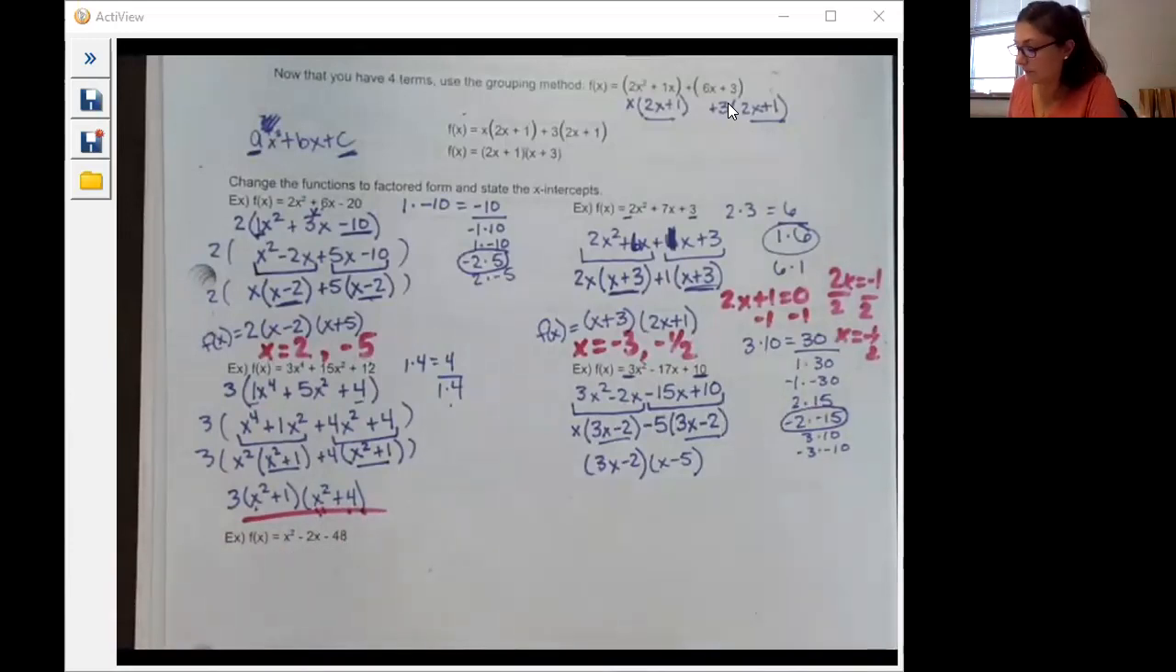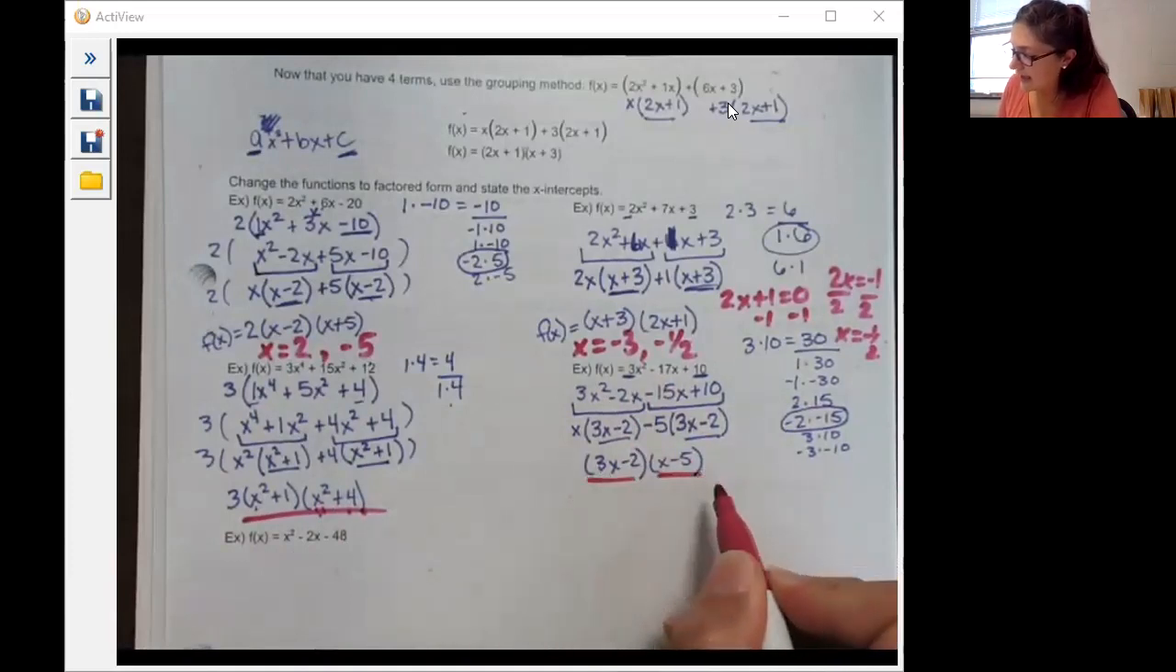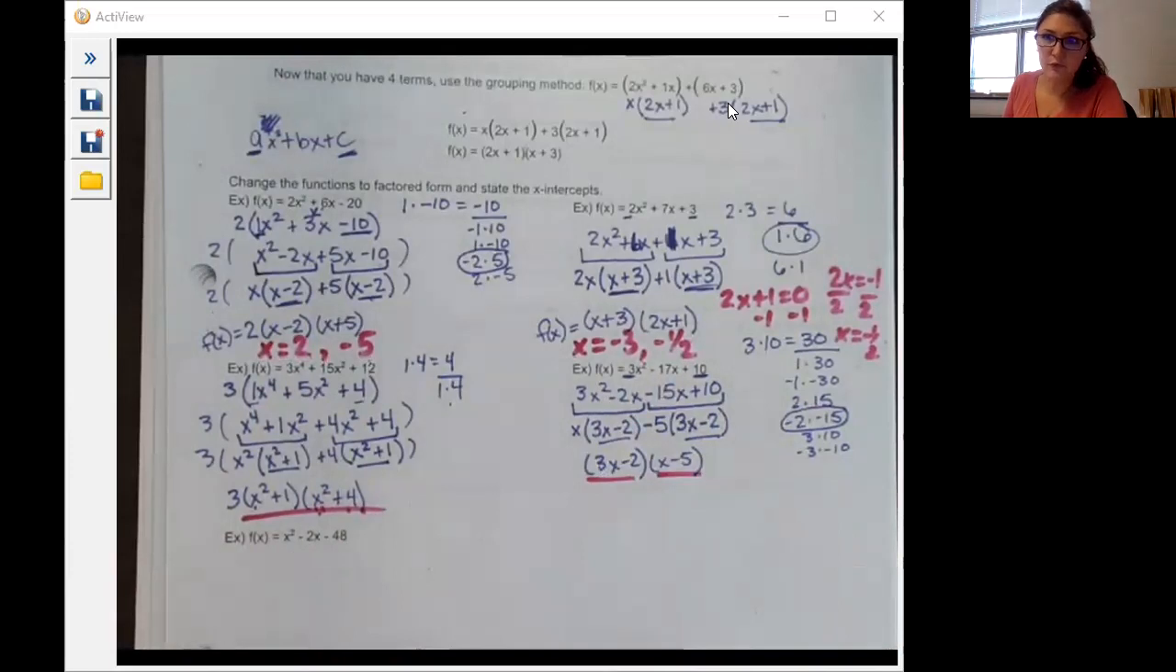Okay? And then for our last problem here, I just want you guys to give this one a shot. So tell me what x-intercepts I would have from those 2 factors. Okay, so I'll give you guys just a minute to work on that.